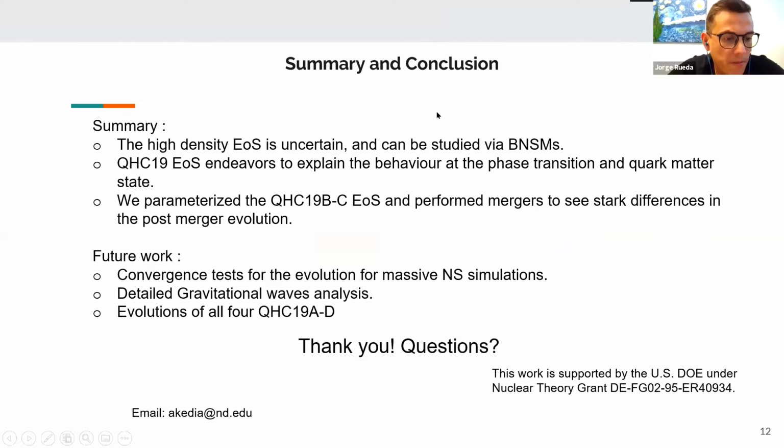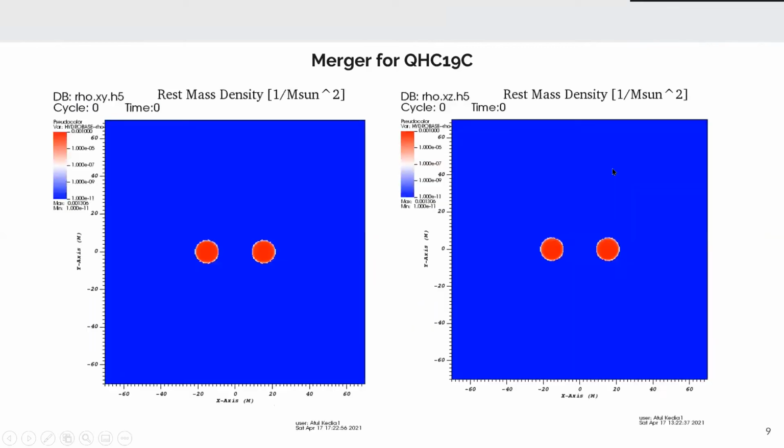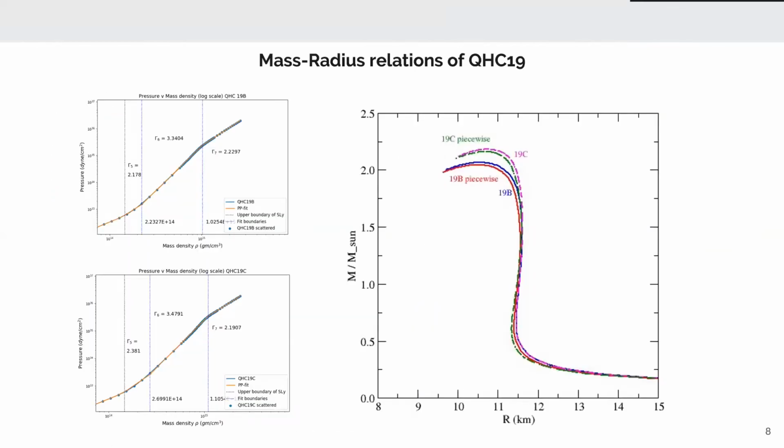Can you show again the mass-radius relation of the equation of state? Okay, so from what I see, at 2 point something solar masses, the 19B barely reaches 2 point something solar masses. The other one is a bit more stiff.